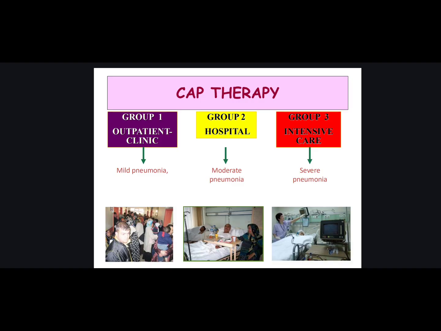Group 2 is for moderate pneumonia requiring admission to a general hospital ward. And Group 3 is for severe, life-threatening pneumonia needing intensive care, ICU. What pushes someone from Group 1 outpatient into Group 2 needing the hospital? What are the deciding factors?